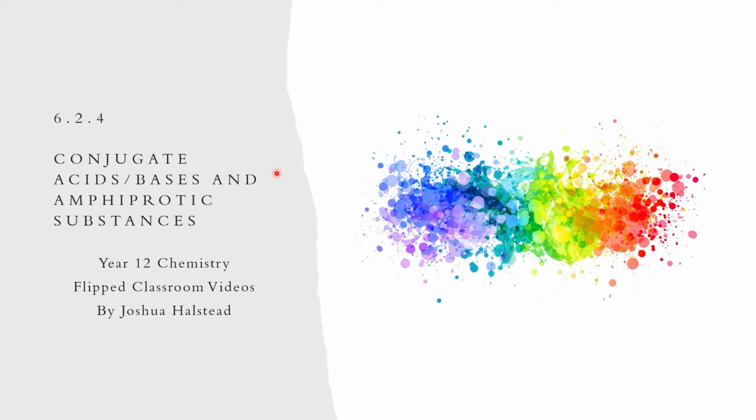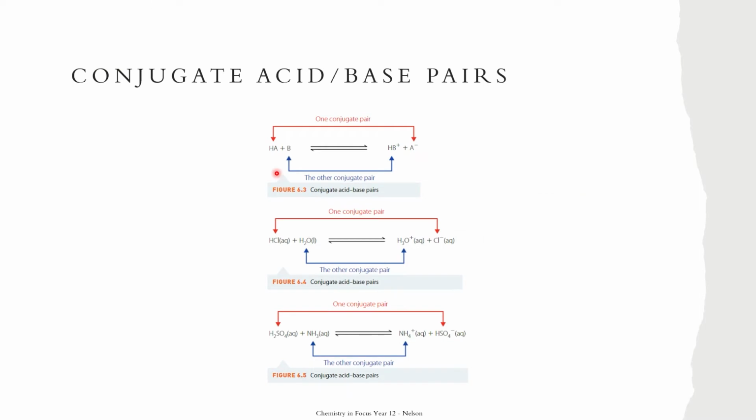G'day chemistry students. In this video, we're going to be looking at what conjugate acids and bases are, as well as these new things called amphiprotic substances. Let's get into it. So first off, I want to talk about this idea of conjugate acid-base pairs.